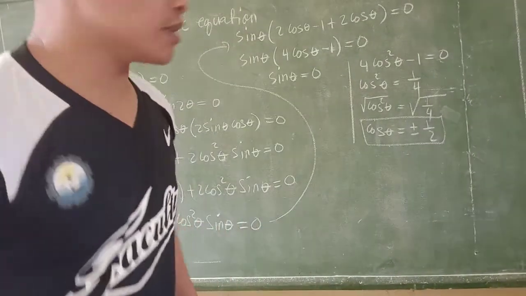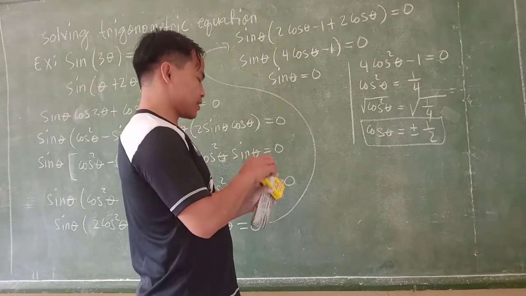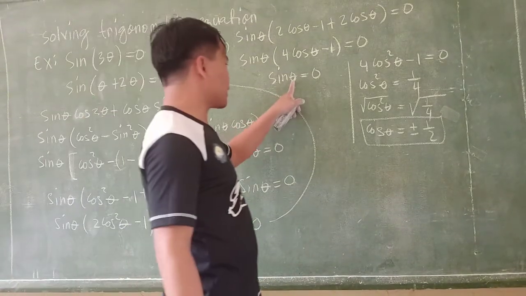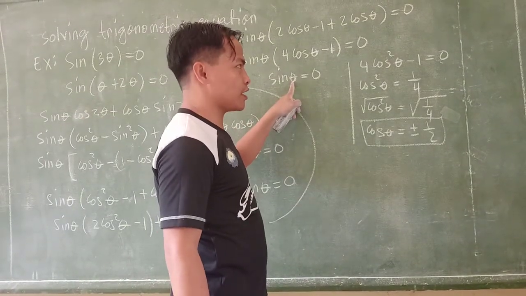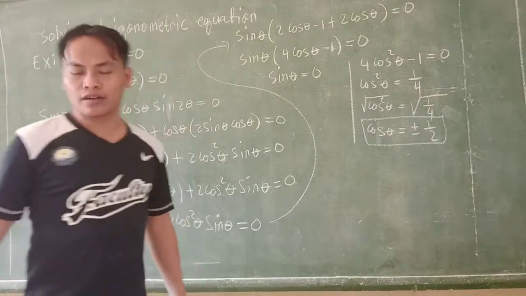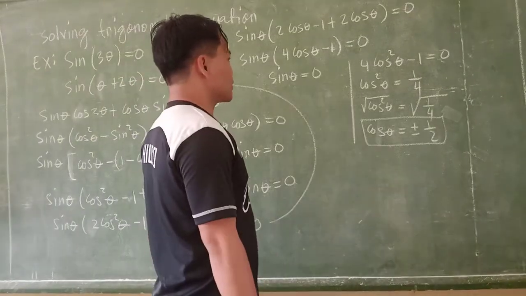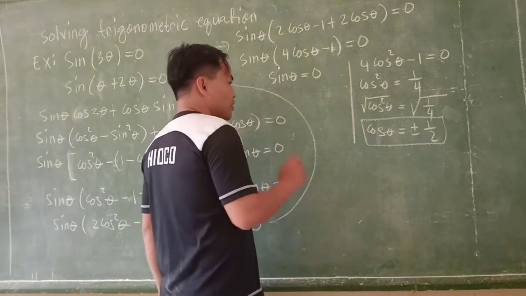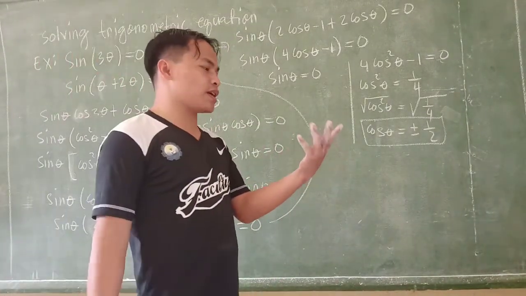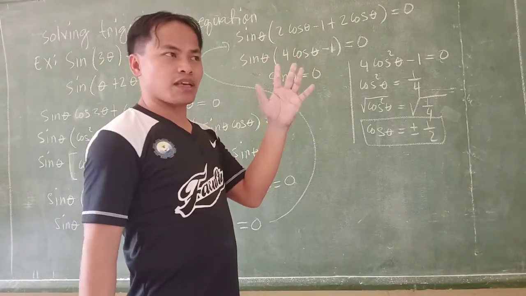But at that point we are not done yet. What we want to identify is the value of the angle theta, expressed in radian or degree measure, that will satisfy this equation. We know from the unit circle that sine becomes 0 at certain angles.